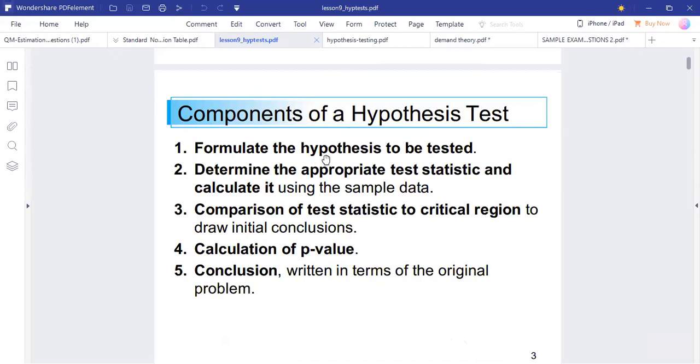To start with, you need to state your assumption to be tested, your hypothesis to be tested. Then number two, you need to state your test statistic. Then number three, you need to compare the test statistic to the critical regions you can draw conclusions from. Then you can calculate your Z or P value and make a conclusion.